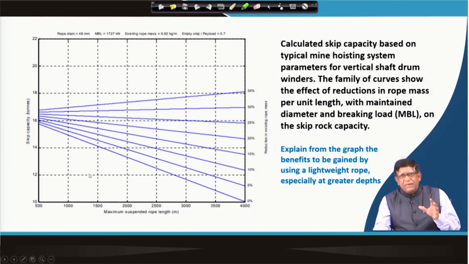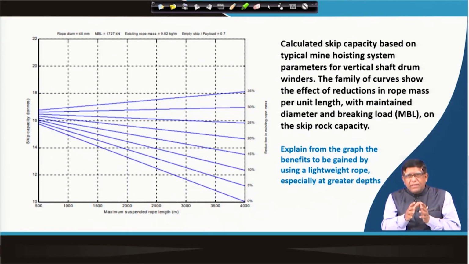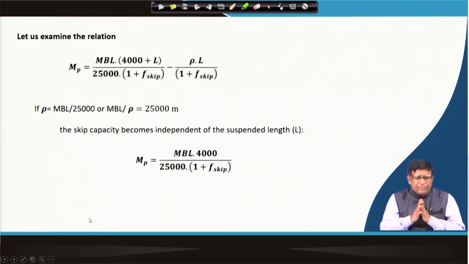If you have the same skip, you cannot make it full, and that is why, in the first diagram you have seen, at the bottom there will be a system monitoring, and depending on the depth, how much material is filled into the skip will have to be determined, if the density of the material is the same. Otherwise, if the load becomes more, the system will be stressed, rope life will be reduced, and accidents may also take place. So, while designing, these variations need to be known.